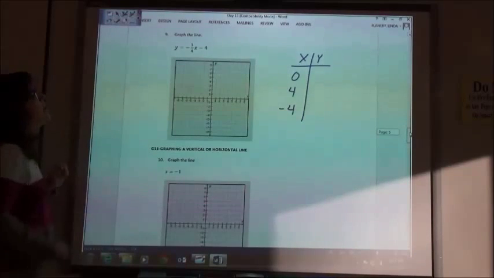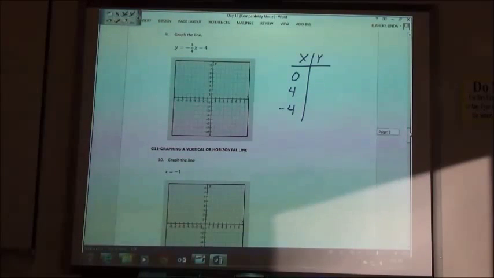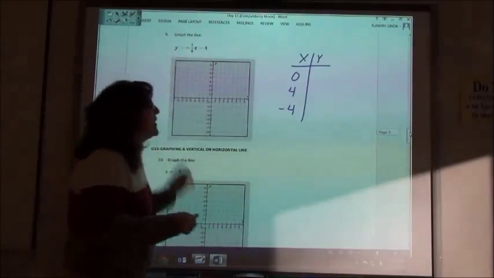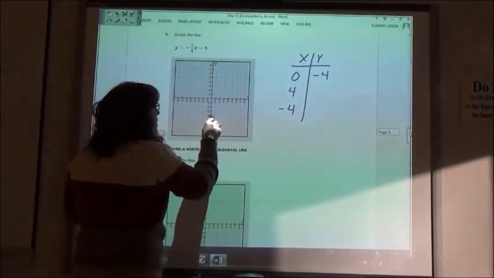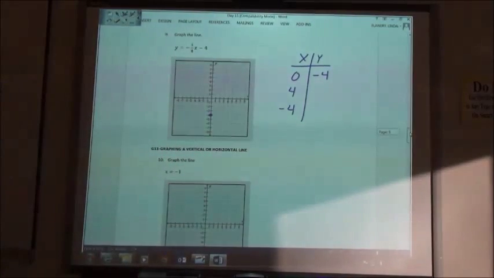So if I put 0 in for x, negative 1/4 times 0 minus 4, I'm going to get negative 4. Anything times 0 is 0, and so we just get the minus 4 on the end. So 0, negative 4 is my y-intercept.